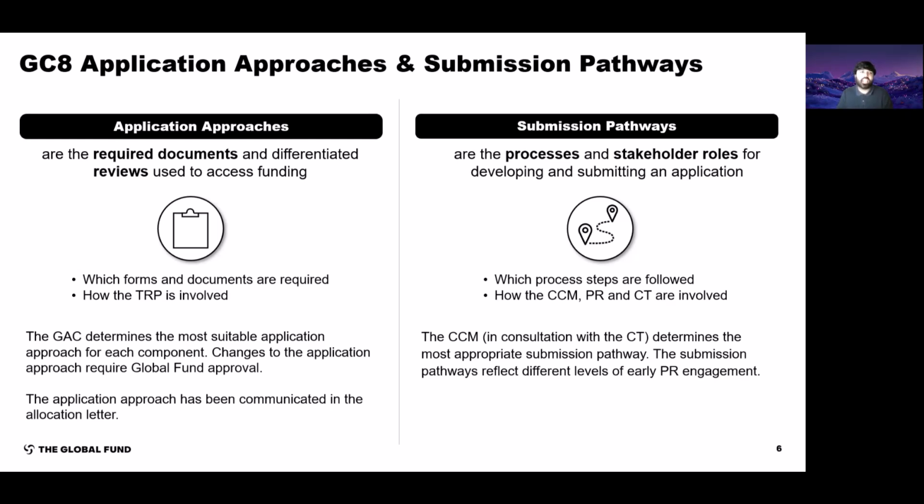So in this case, the application approach would refer to the what. So really what is involved or what is contained in the funding request submission, the list of documents that the TRP will then review. And then the grant-ready funding request and the classic funding request, which are referring to the submission pathways, will talk about how the CCMs will submit these documents and what are the different steps involved.